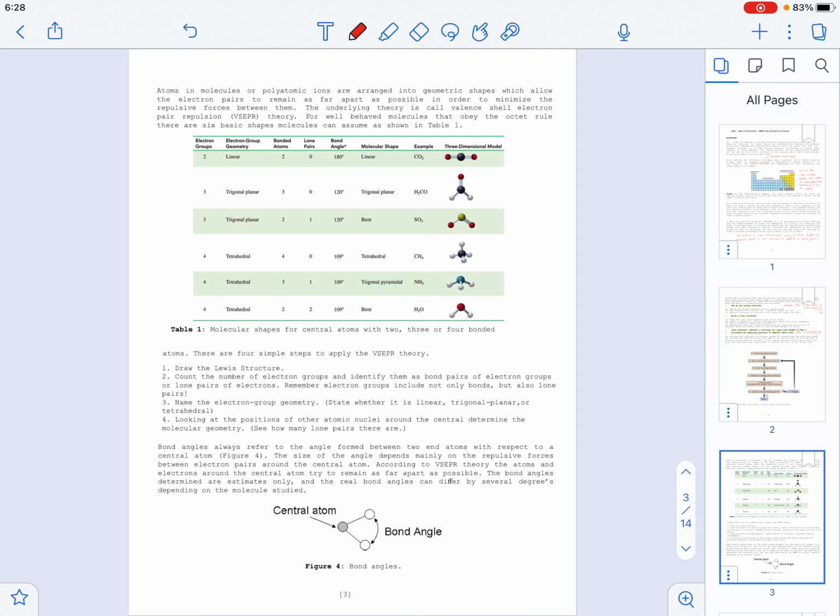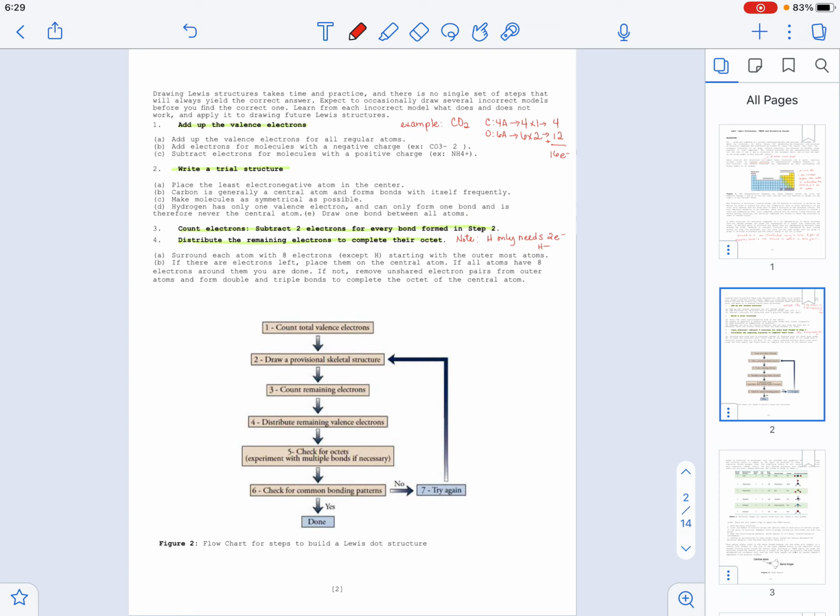One of the things that I should mention before I move forward is the idea of what happens if my central atom doesn't have enough electrons and it needs an octet. So what we do in that case is that a pair of electrons, however many are needed, are going to be taken from the outside atoms, and they're going to be shared into the central atom. And that's how we create double bonds and triple bonds.